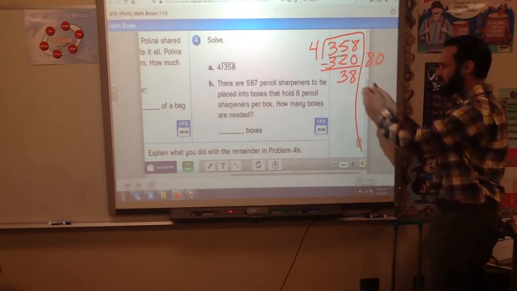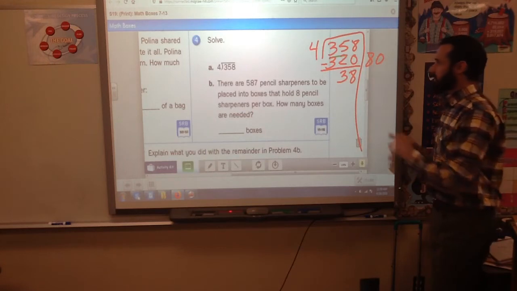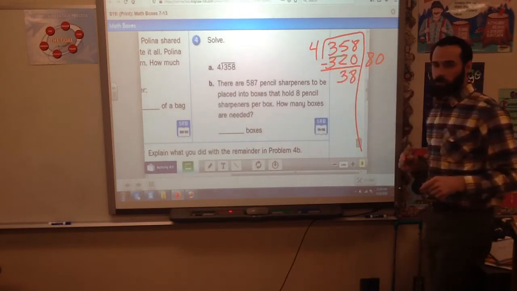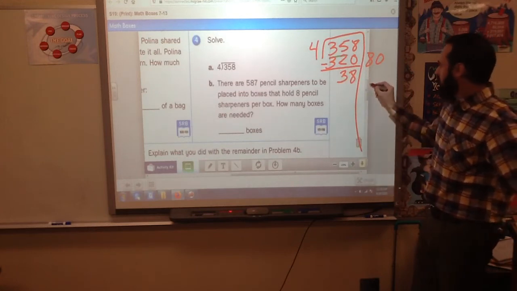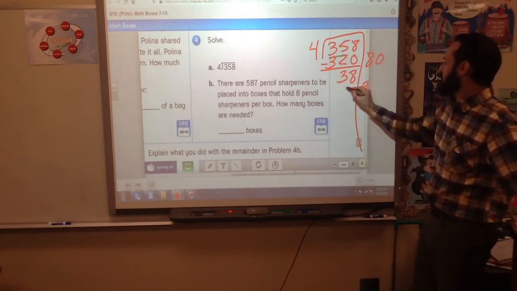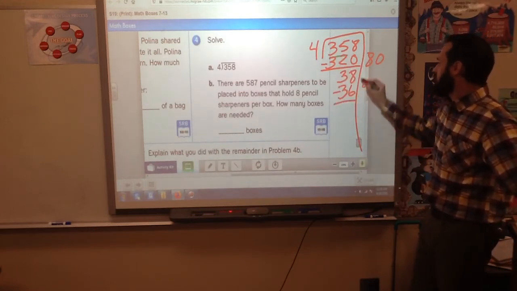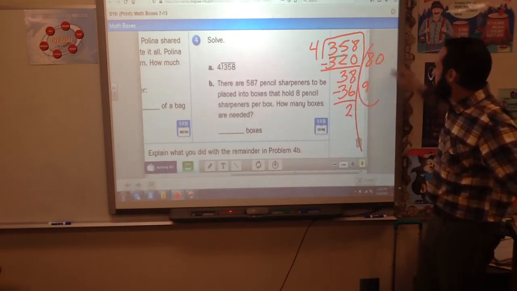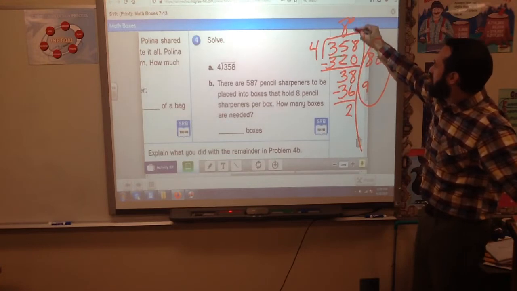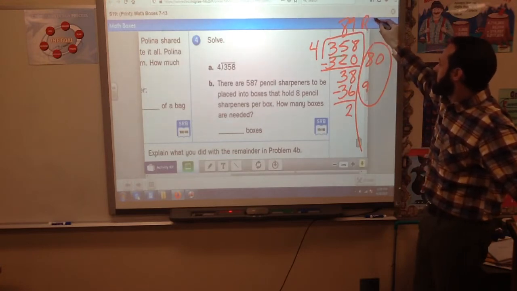So this actually helps us with this, because if 4 times 8 is 32, then I know that with 38 I could do 9. 4 times 9 is 36. 8 minus 6 is 2. 3 minus 3 is 0. Here you've got your answer. It is 89, remainder 2.